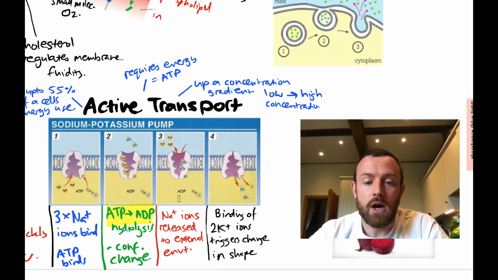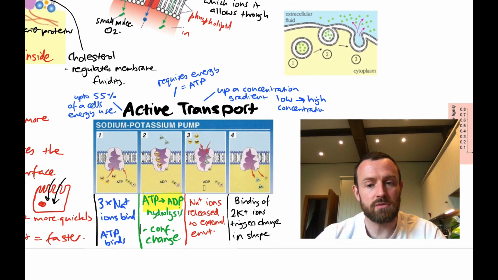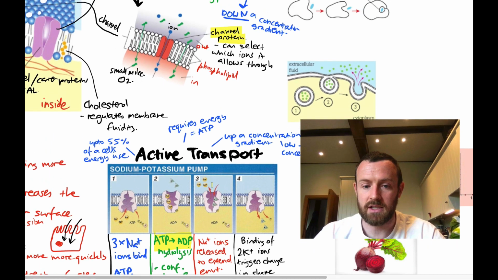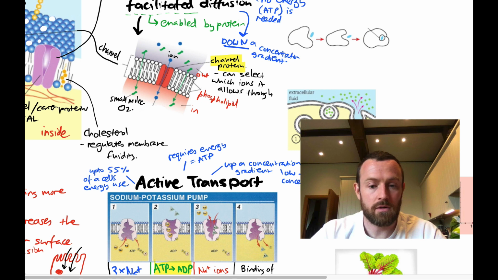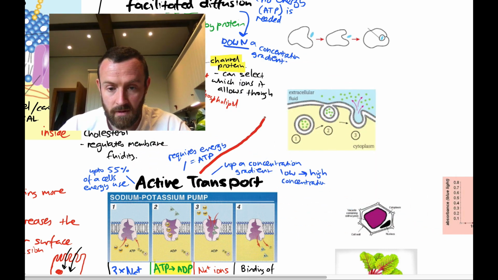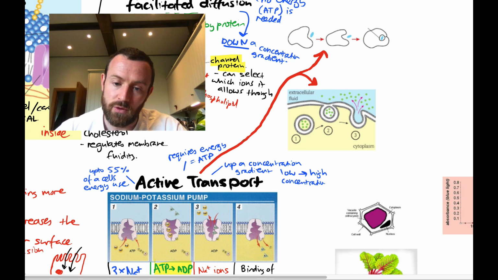Okay, so that's active transport across a membrane, but there are also other forms of active transport that work on a larger scale. So let's look at that. Let's take a line from this active transport over here, a bigger line. And let's also talk about these two forms of active transport as well. These two forms of active transport, sometimes you can call them bulk transport.